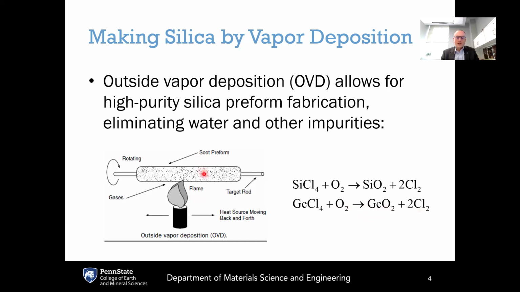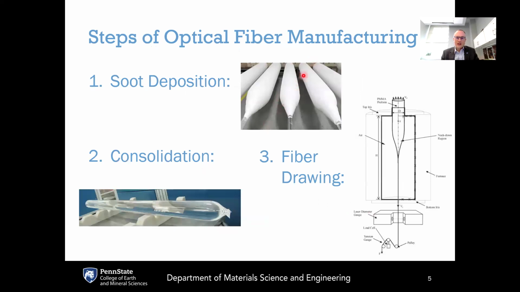Now, this preform itself is a soot. If you look at it, it looks like this. It's white because there's a lot of porosity in there that is going to scatter the light every time there's an interface. This preform is consolidated with a high temperature treatment.